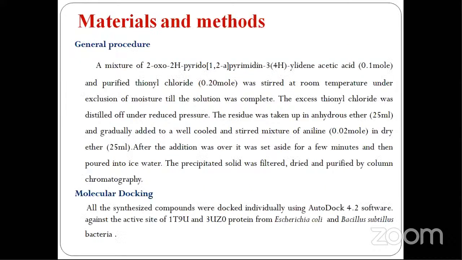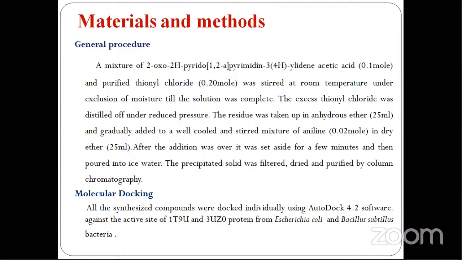The general preparation is that we prepared the pyridopyrimidine ylidene acetic acid, and it is treated with thionyl chloride at room temperature and converted to the acid chloride, and that acid chloride is again treated with various amines at 0 degrees Celsius to get the amides. The molecular docking for all the synthesized compounds was carried out against the active site of the 1T9U and 3UZ0 proteins from E. coli and Bacillus subtilis bacteria.